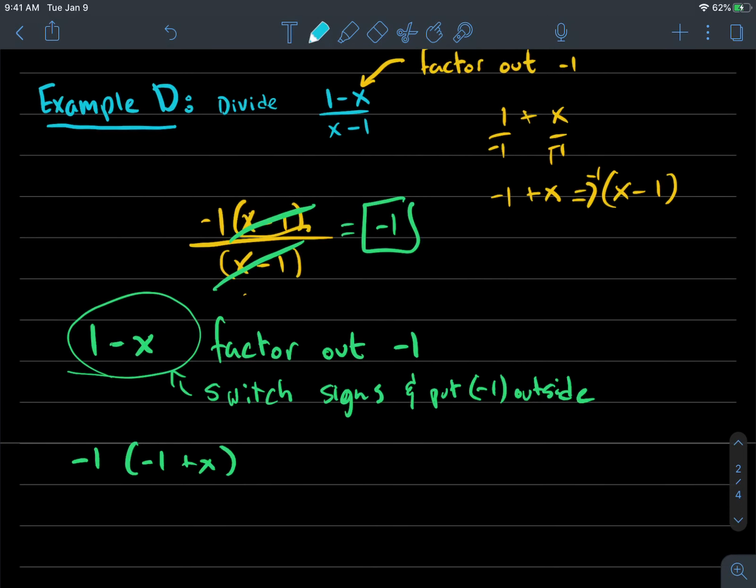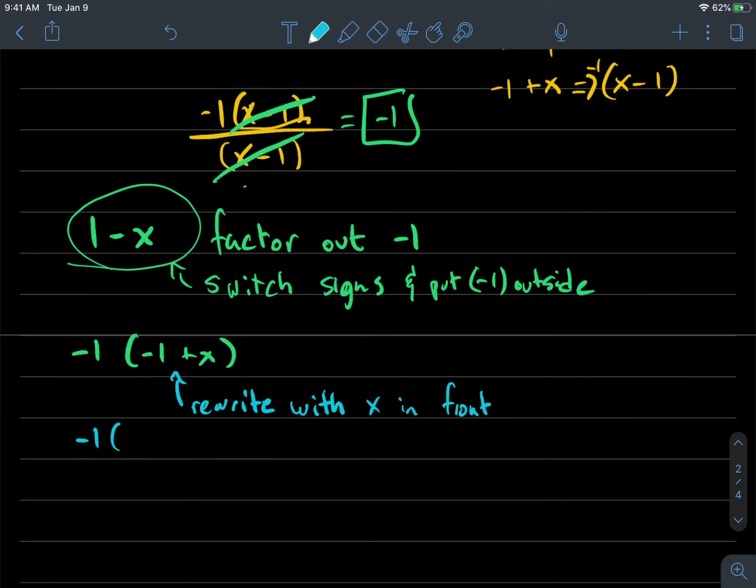And then the next step is to rewrite with x in front. We want it in standard form, so x has to be in front. So we're going to have negative 1 times (x minus 1). And then, like I said, the bottom part stayed the same, so it's going to be x minus 1 here. These cancel each other out. That's 1 over 1. So our answer is negative 1.